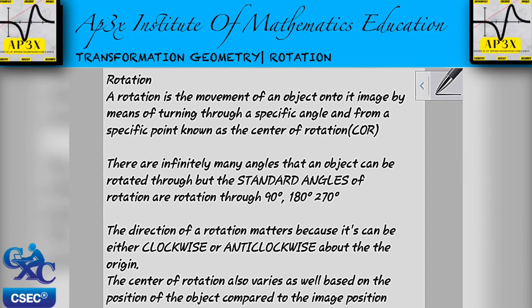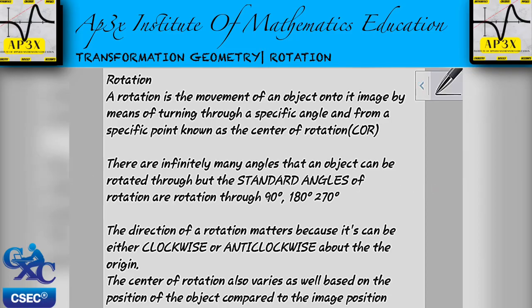rotated from the origin. Now, though there are infinitely many angles between 0 and 360 degrees that an object can be rotated through, for the purpose of understanding, we have what are known as standard angles of rotation.